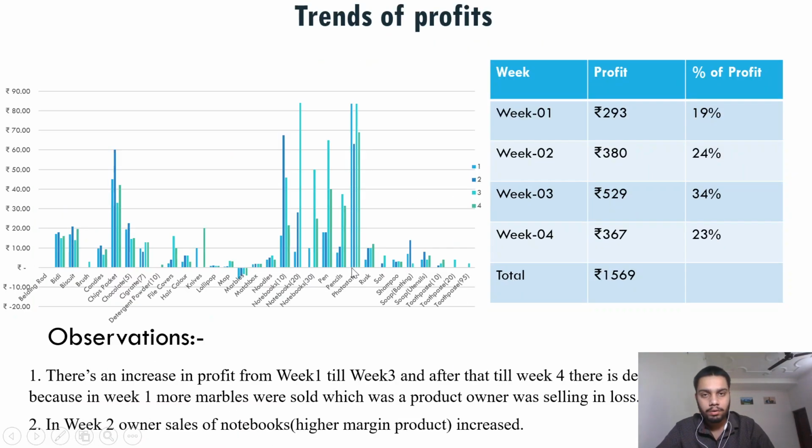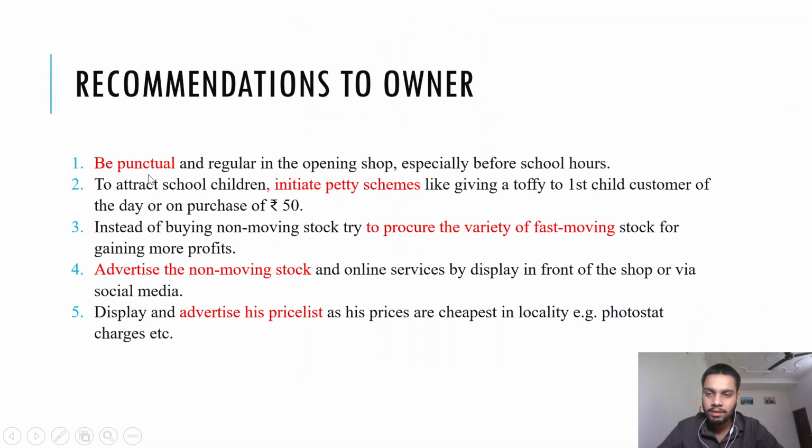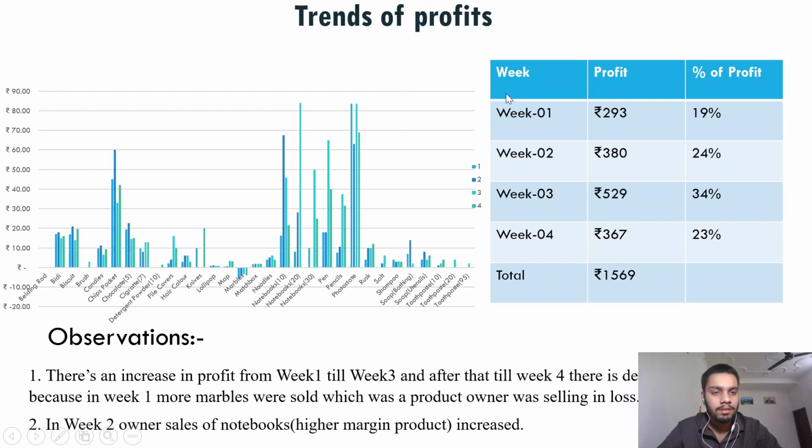And moving on to the next slide, trends in profit. These are the amount of profit each SKU is providing to us, which is shown in this chart. And this is the chart table depicting the same. And these are the observations which I have written below.